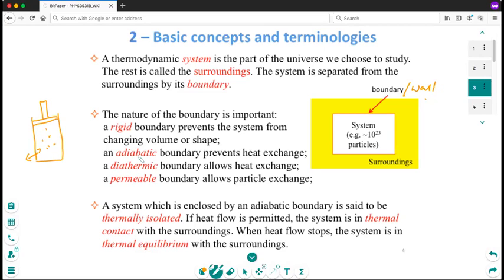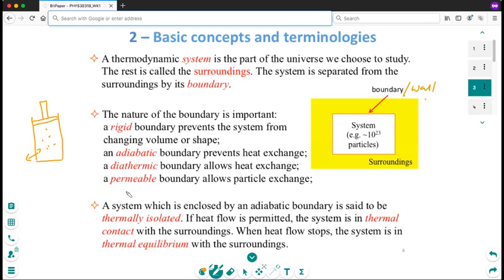Okay, so these are some very standard boundaries that we can cook up. Another thing you will have is, do you allow the particle exchange? So do you allow your gas particles to escape to the surrounding? If so, this boundary is called permeable.